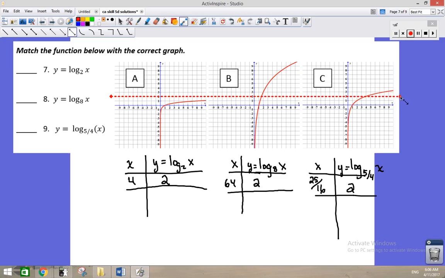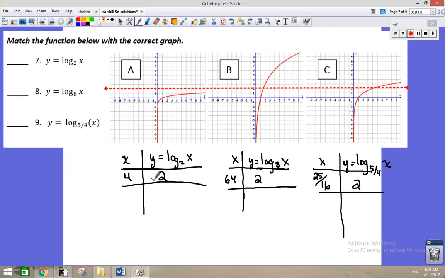And so since these graphs are all lined up nice, I can just draw this across. This dashed line is the line y equals 2 on each graph. So this 4 comma 2, I see it right here in graph C. This 64 comma 2, well, it's going to be A, but let's come back to that.